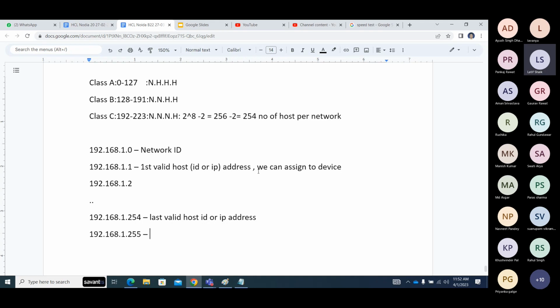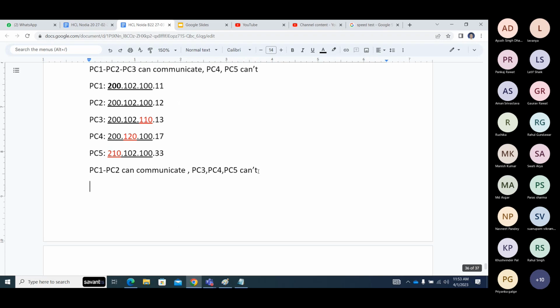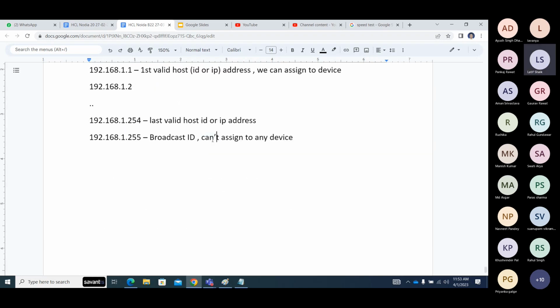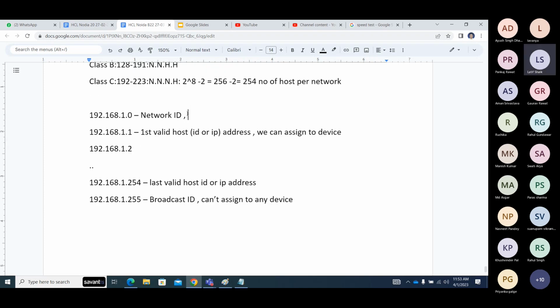The last one, 1.255, we call the broadcast ID. The network ID and broadcast ID cannot be assigned to any device. So the total is 256, but minus 2 because of the network ID and broadcast ID. So these are the number of IP addresses.